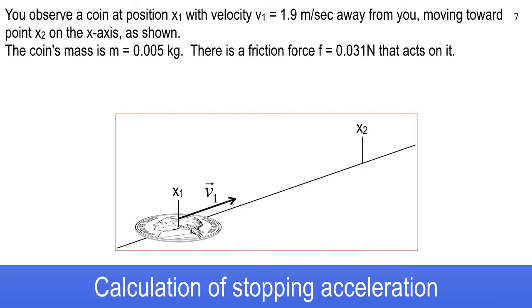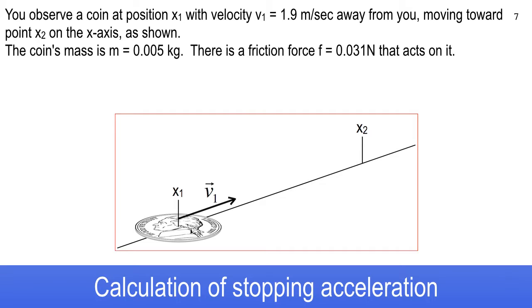The coin's mass is 0.005 kilograms, which is about right for a nickel. And then the friction force, 0.031 newtons, acts on the nickel. And that's going to be to the left in the diagram. Although I didn't put it into the diagram, you could mentally pencil it in if you want.